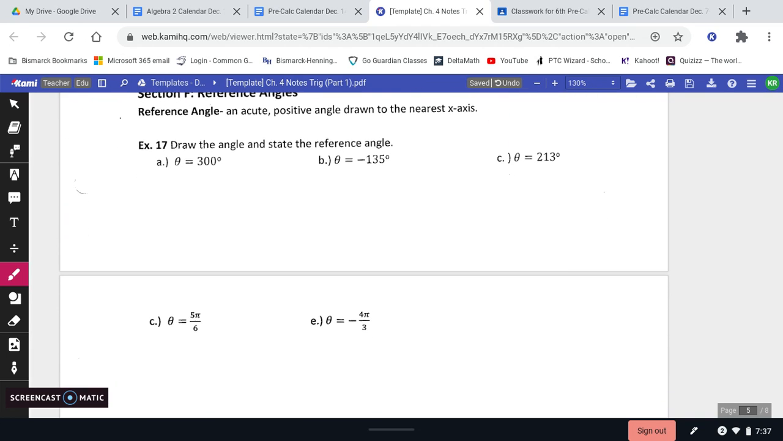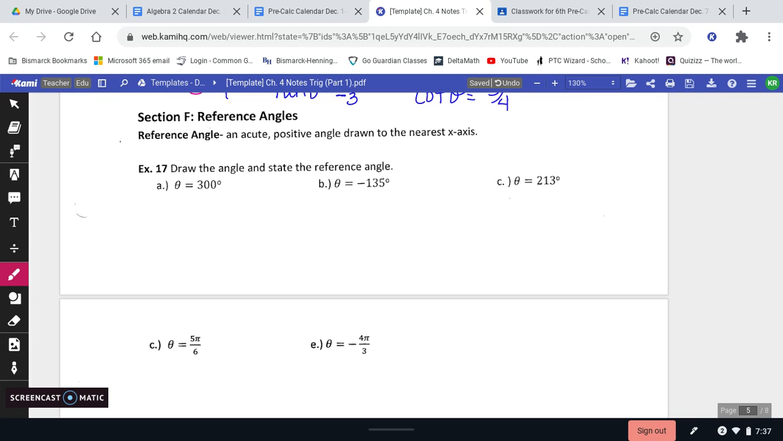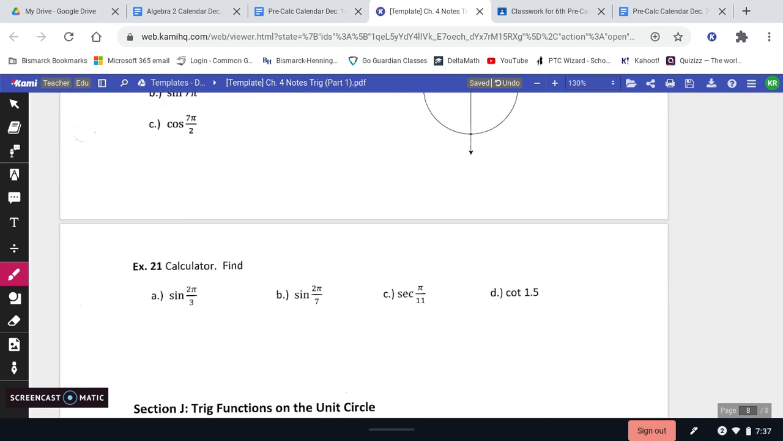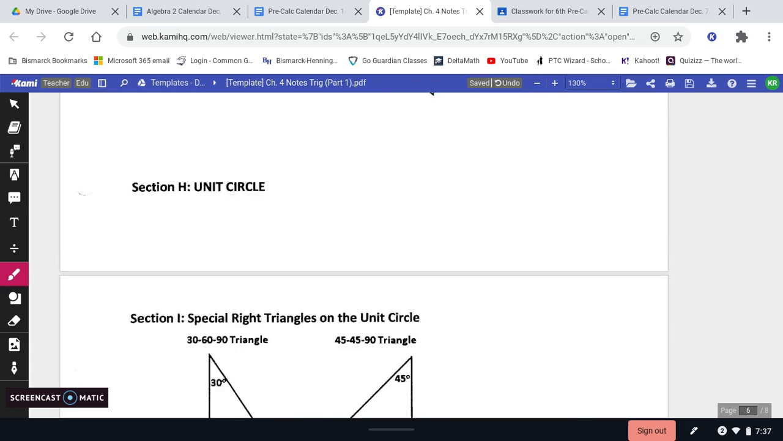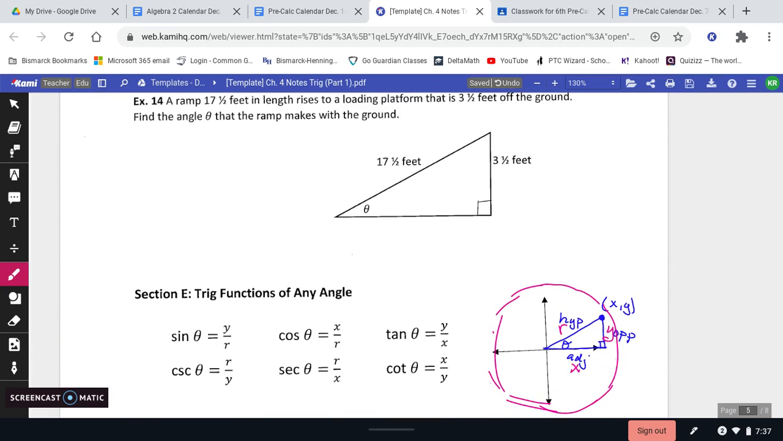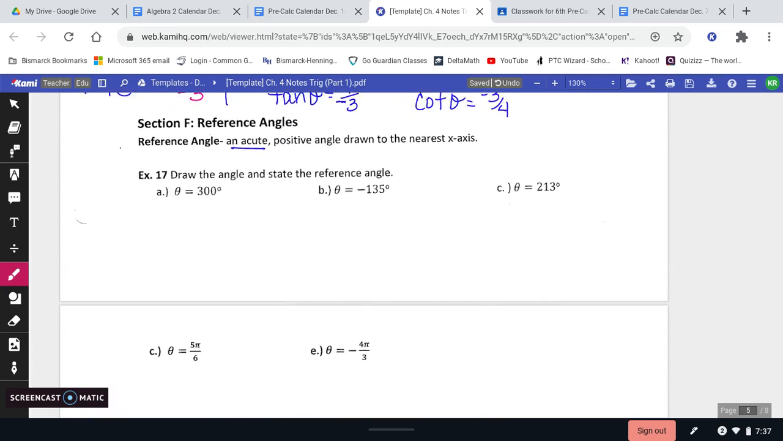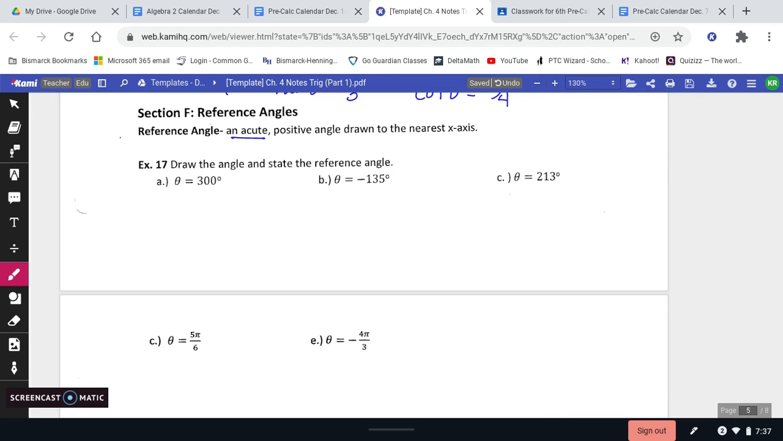Okay, reference angles. Reference angles are always acute. They are always positive. And you draw them into the nearest x-axis. So we're going to sketch in 300 degrees. Well, this is 270. This is 360 for one complete rotation. So 300 degrees, about right there. So there's a 300-degree angle.